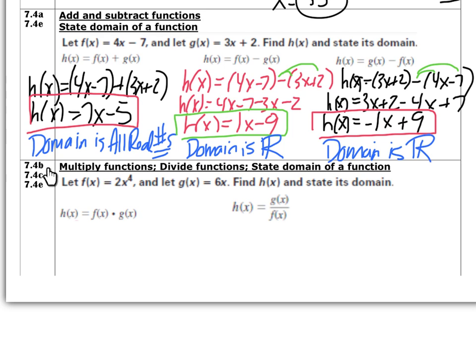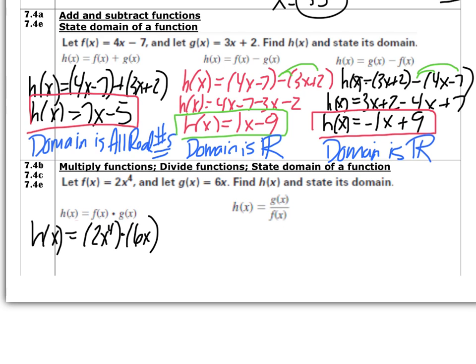7.4, B, C, and E want us to multiply functions, divide functions, and then state the domain of the function. So here we have f of x is 2x to the 4th, g of x is 6x. Let's find h of x again. Here h of x is the f function, which is this, times the g function, which is this. So let's just replace that. H of x is equal to, f is 2x to the 4th, and the g function is 6x.